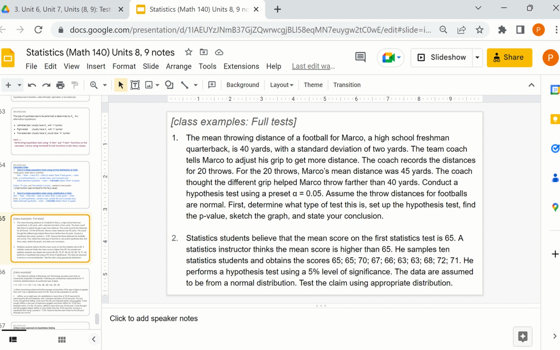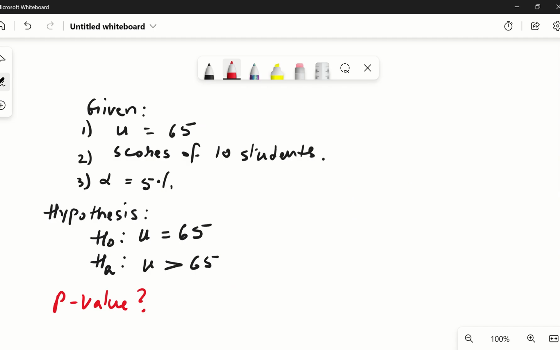First, let's summarize the given information here on the whiteboard. We are given the population mean 65, we are given scores of the 10 statistics students, and we are given significance level alpha at 5%. So our hypotheses we set up: our null states that it is equal to 65, and the alternative hypothesis states that it's greater than 65. To test, we need the p-value.